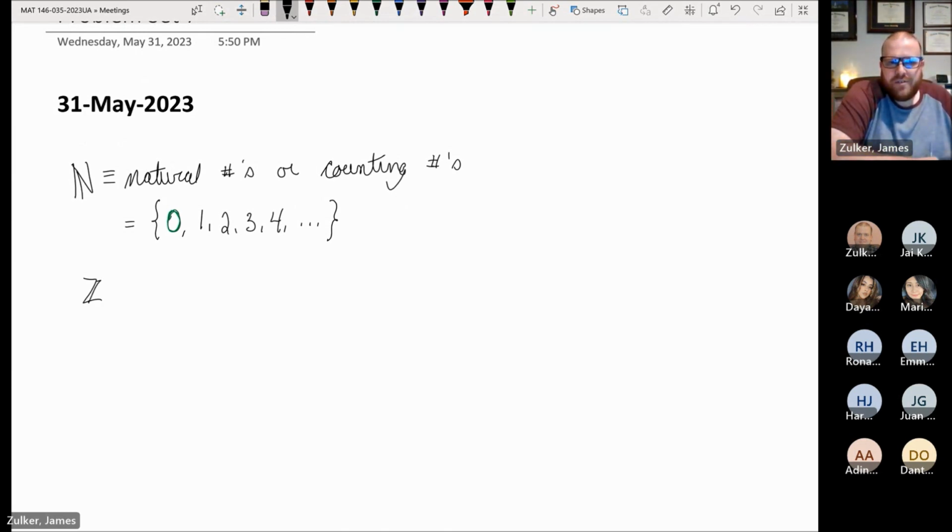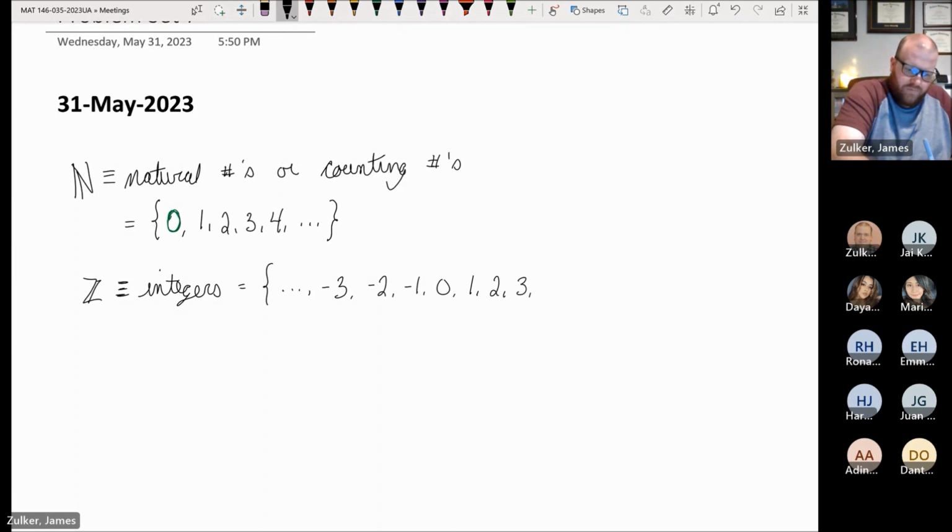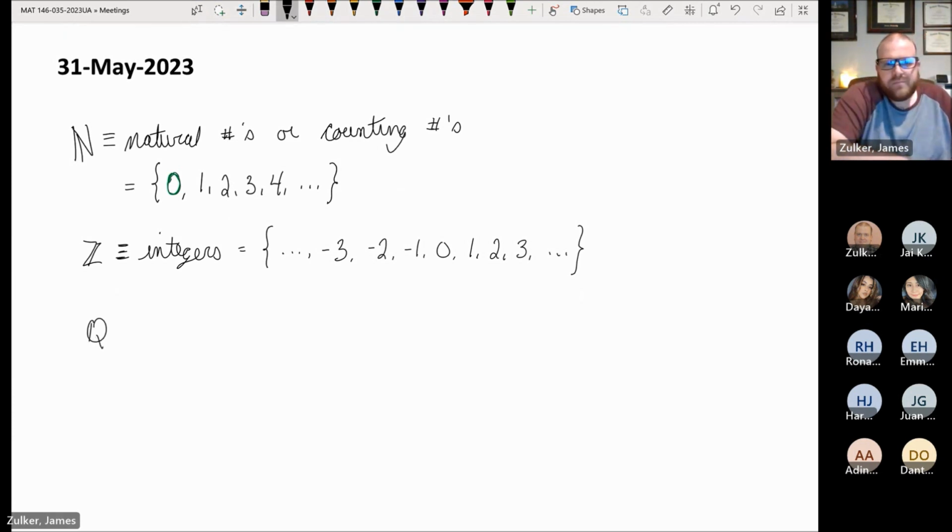After the naturals, we have the integers. And the integers are the natural numbers, their negatives, and 0. After the integers, we have what are called the rational numbers.